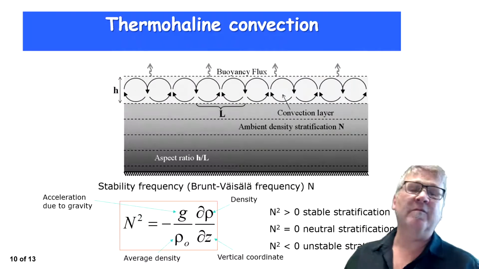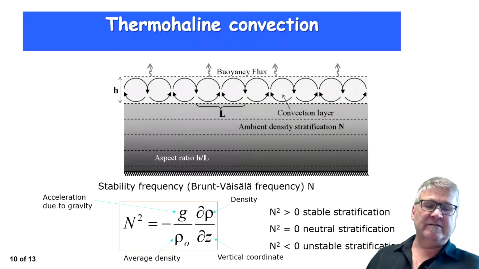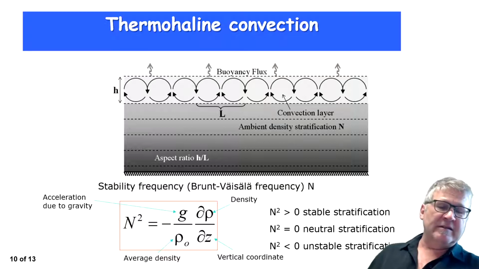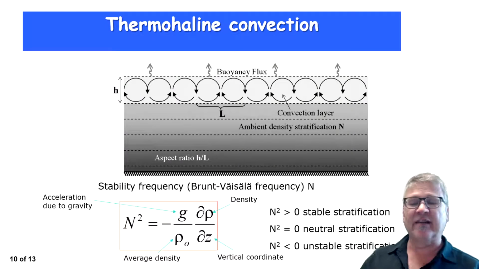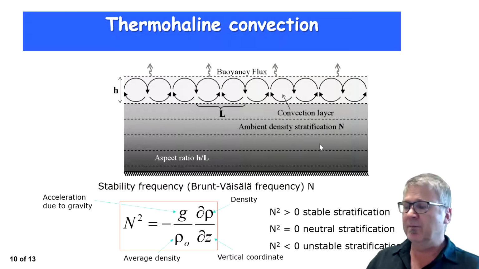If it's positive, it's a stable stratification. If it's 0, it means neutral: the density is the same everywhere. And if it's negative, this is unstable stratification.